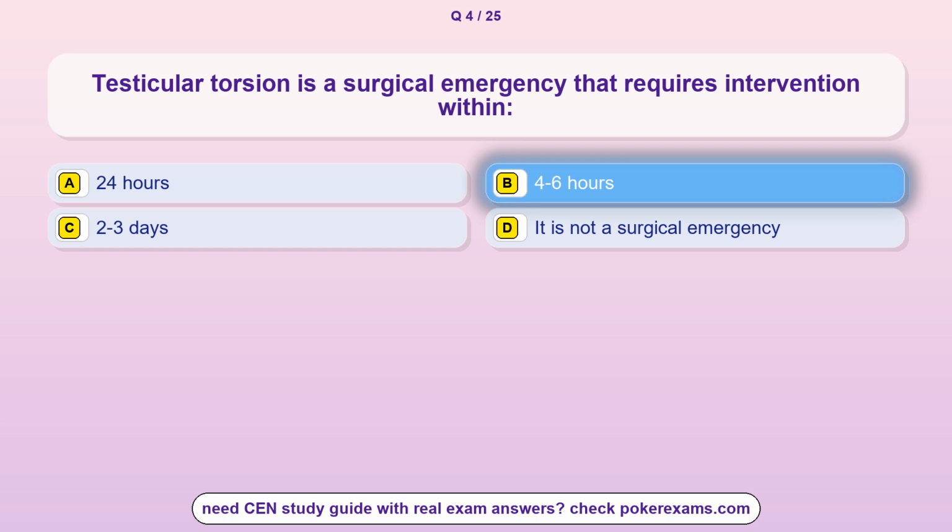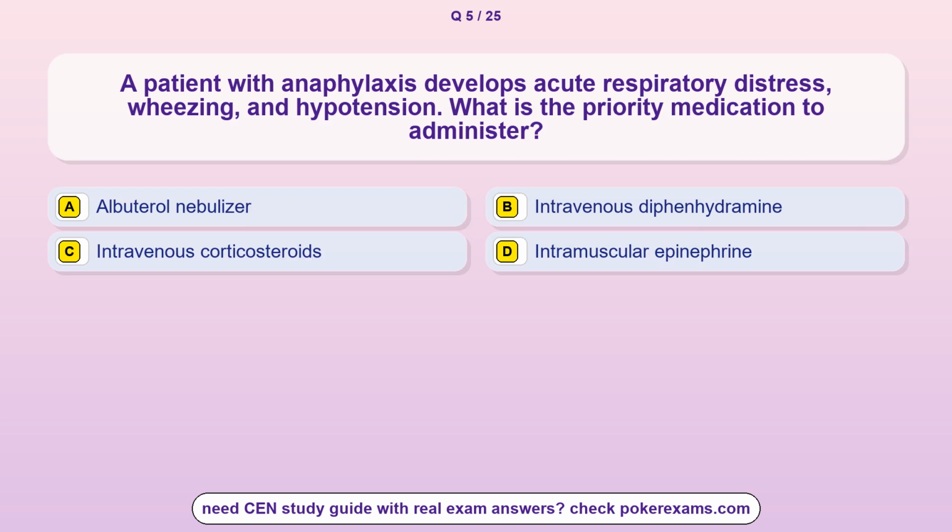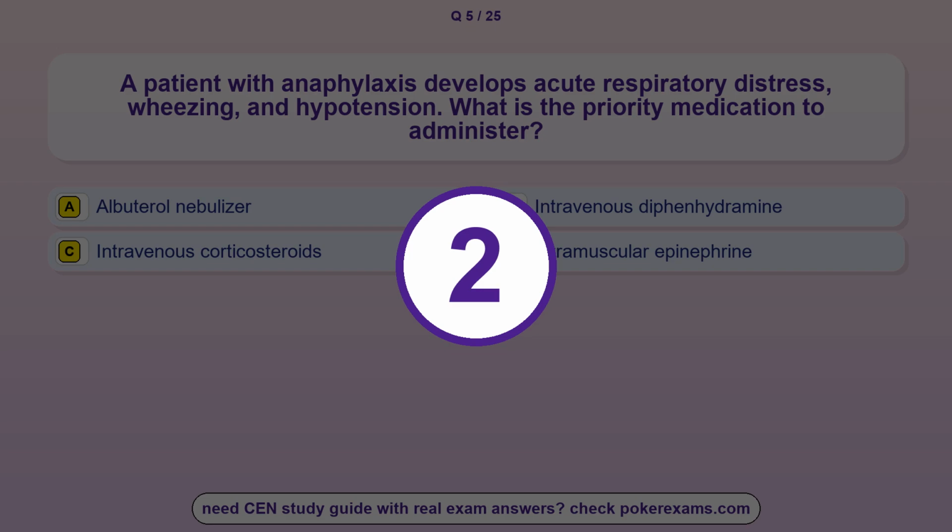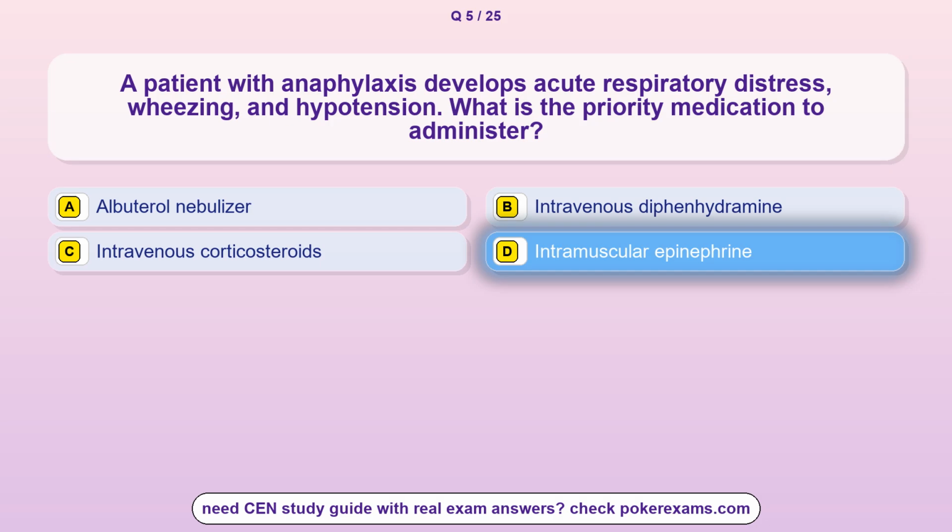4-6 hours. Question 5. A patient with anaphylaxis develops acute respiratory distress, wheezing, and hypotension. What is the priority medication to administer? Option A. Albuterol nebulizer. Option B. Intravenous diphenhydramine. Option C. Intravenous corticosteroids. Option D. Intramuscular epinephrine. The correct answer is option D.